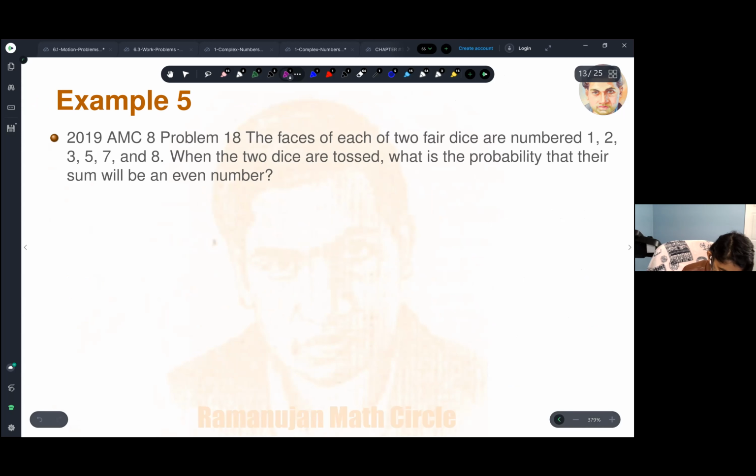Example 5. The faces of 2 fair six-sided dice are numbered 1, 2, 3, 5, 7, 8. When 2 dice are tossed, what is the probability that their sum will be an even number? So this is a probability question. I'll give you some time to think about it, and then we'll come back and discuss.